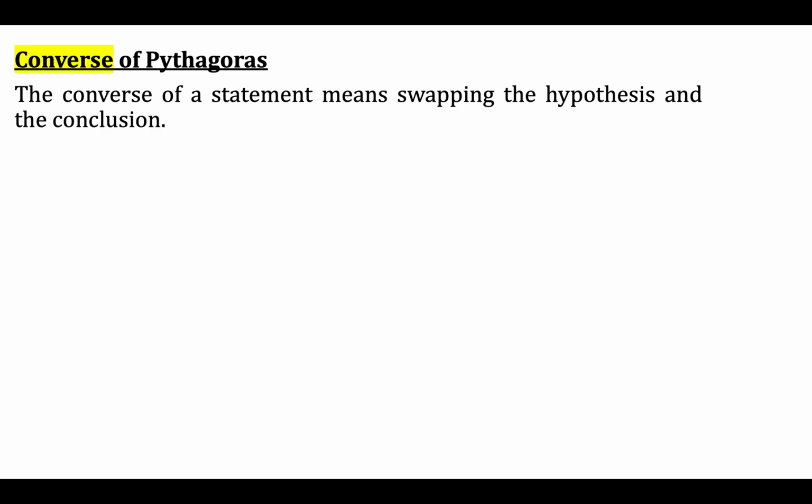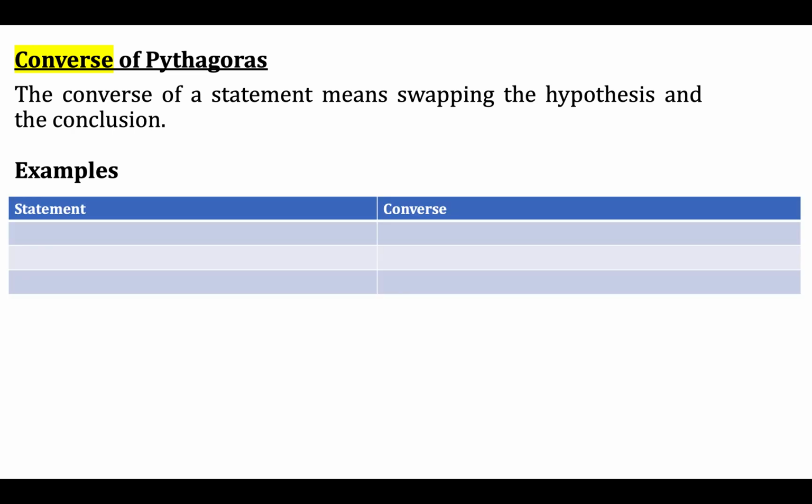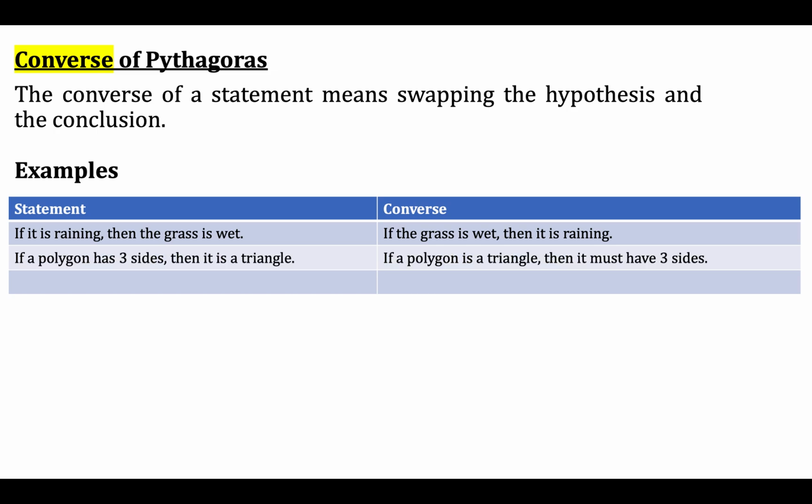out of the context of a pair of trainers, but the converse of a statement means swapping the hypothesis and the conclusion. Now, I know there's still hypotheses you might not have heard of again, so let's look at some examples and hopefully you'll understand what I mean. So if we've got this statement, if it is raining, then the grass is wet. The converse of that statement would be, if the grass is wet, then it is raining. So it's almost swapping the two things around in the sentence.